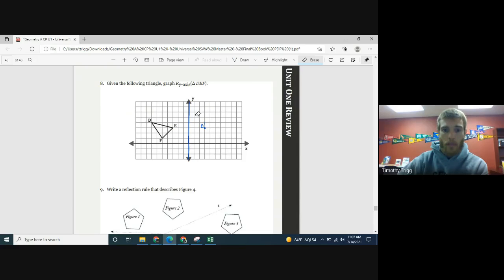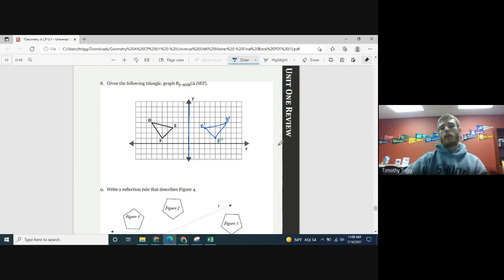We're going to do the same with D and F here. So D, 1, 2, 3, 4, 5, 6, 7 away. So we want to go 7 in the opposite direction. 1, 2, 3, 4, 5, 6, 7. Okay, so when point D reflects across there, it'll end up right over here. For F, 1, 2, 3, 4, 5. 1, 2, 3, 4, 5. So F prime will be right here. Go ahead and connect those points to create the image.